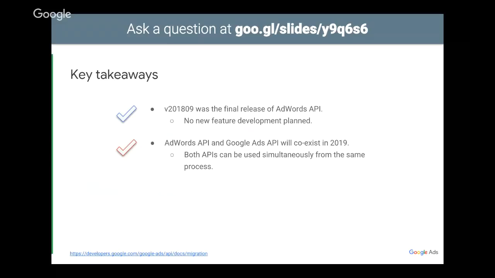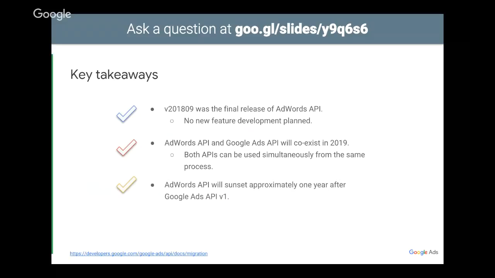And again, we're going to have a little bit more later on in this presentation about migration, but both of these APIs can work together. So we don't necessarily expect people to be going whole hog and migrating their entire code base all at once in one go. Take it in pieces. You can use both APIs side by side. If there's a new feature, for example, that you like in the Google Ads API, you can start using it right away. Keep your old code base intact. Things will work as you expect.